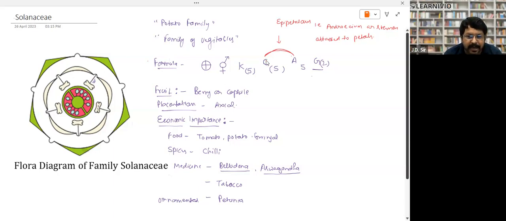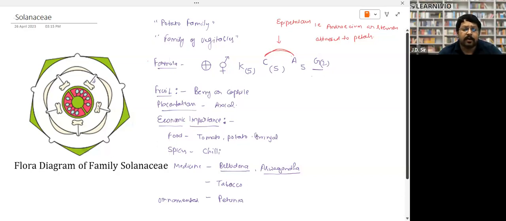So I will make this red color line from the androecium to the corolla. How will we pronounce this line? Epipetalous. Androecium or stamens are attached to petals. Right. Gynoecium 2. Look, 1 and 2 gynoecium are there. Both gynoecium are united, so syncarpous, and the ovary is superior.